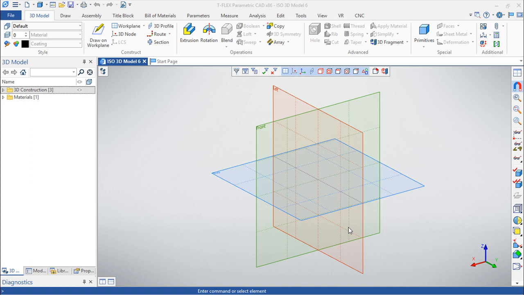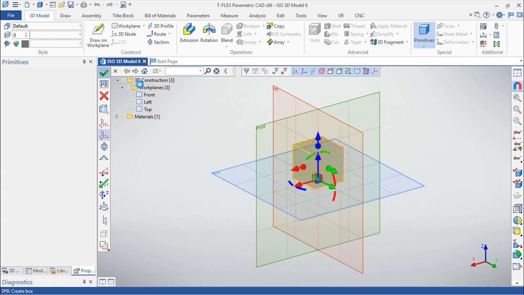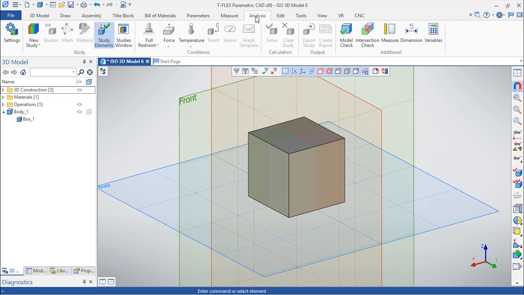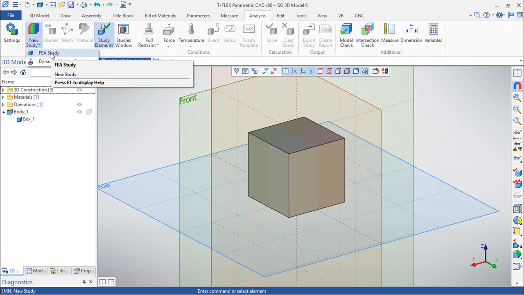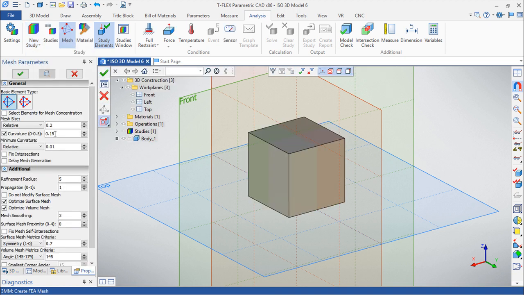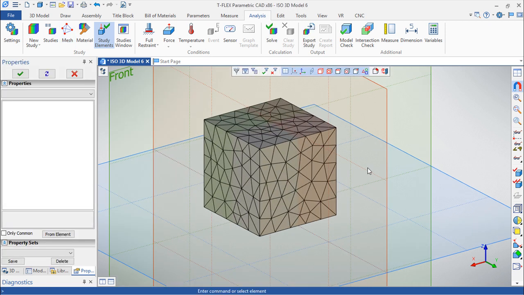Hello, we are here for one more lesson of the T-FLEX analysis training course, and the topic for today will be some references for statics analysis that we've been talking about in these previous lessons. I will make a very simple model, a cube, just to show you one detail, and for that I need to create a study. I need to create one mesh. It doesn't matter the size of the mesh, it's simply to create a mesh.